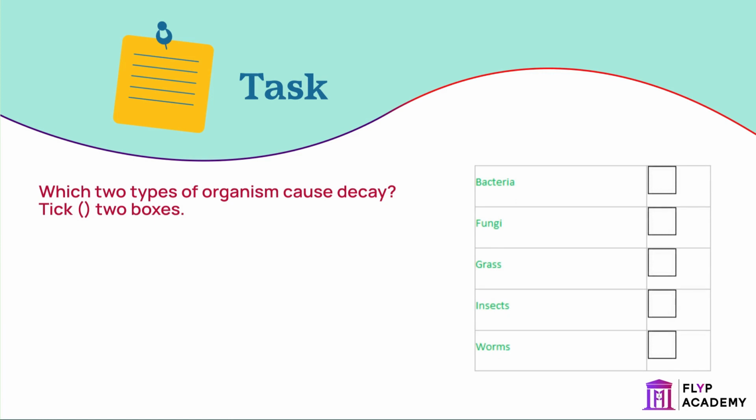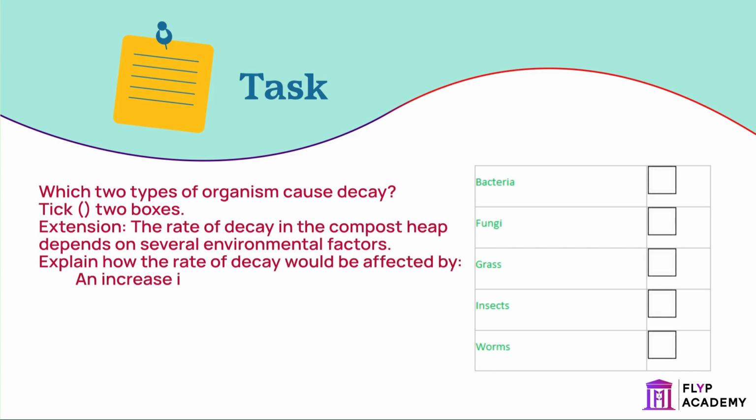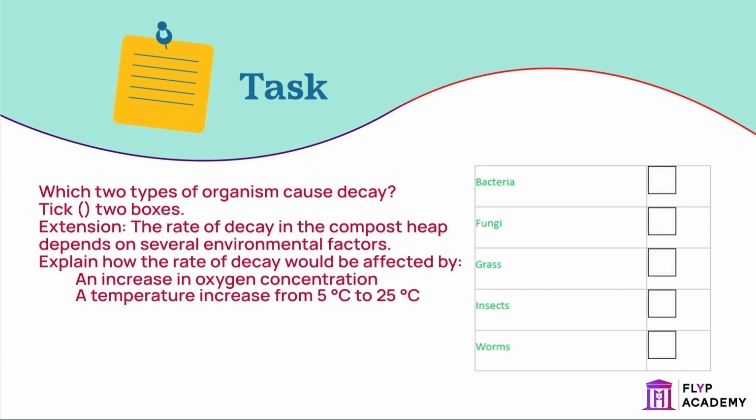The organisms that cause decay are bacteria and fungi. Worms are detritus feeders, meaning they don't cause decay but help decay occur by breaking down dead organic matter into smaller pieces. Extension: the rate of decay in the compost heap depends on several environmental factors. Explain how the rate of decay would be affected by an increase in oxygen concentration, and a temperature increase from 5 degrees C to 25 degrees C.